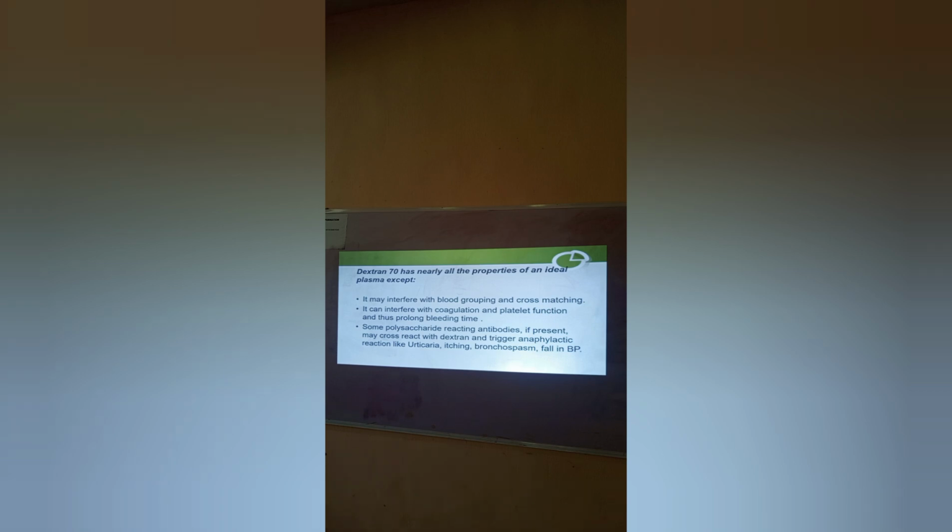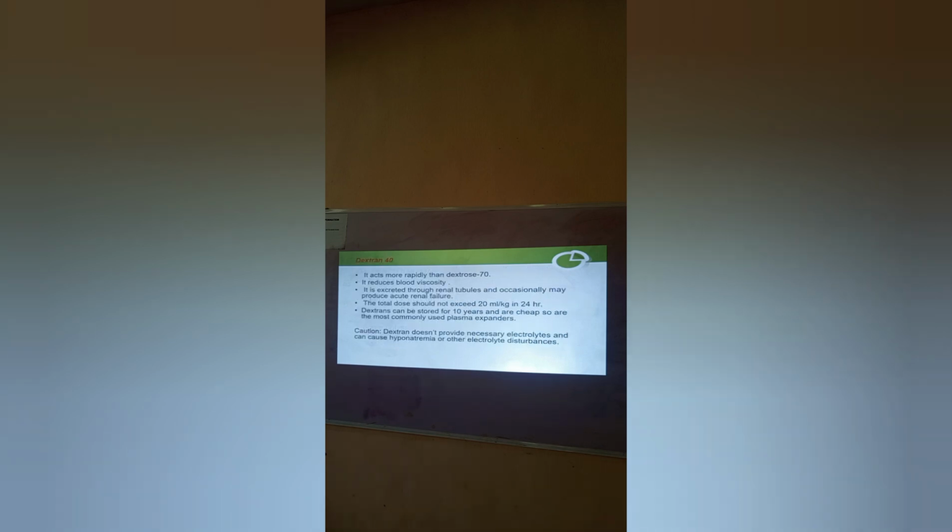So when it's being given to patients, it's important that we observe and follow up the patient to be sure there are no adverse effects or adverse reactions. Dextran 40 acts more rapidly than dextran 70. It reduces blood viscosity, and it is excreted through the renal tubes and occasionally may produce acute renal failure. The total dose should not exceed 20 ml per kg in 24 hours.